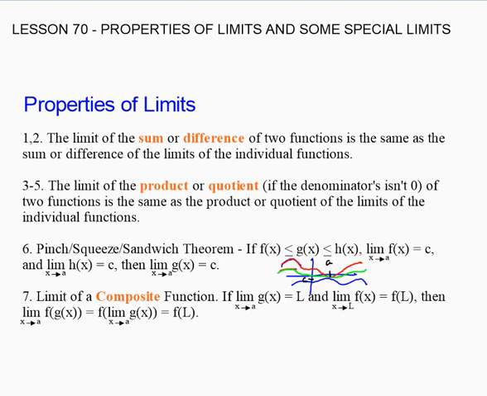And then this last one, the limit of a composite function, is worded a little bit differently, but basically it's saying if the limit as x approaches a of g of x equals L, so it exists, and the limit as x approaches L of f of x equals f of L, then you can do this all in one big thing. The limit as x approaches a of f of g of x, so that's f composite g, simply equals the limit of the inside, and then you plug that into the function f, and that will equal f of L.